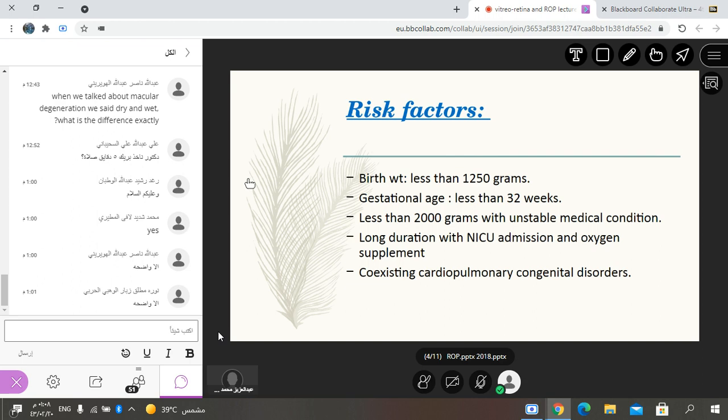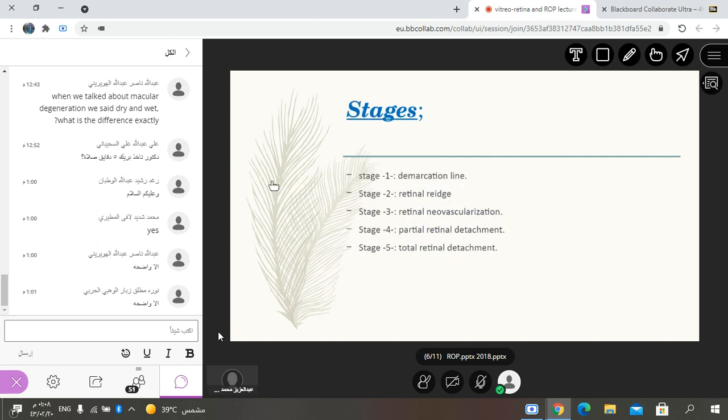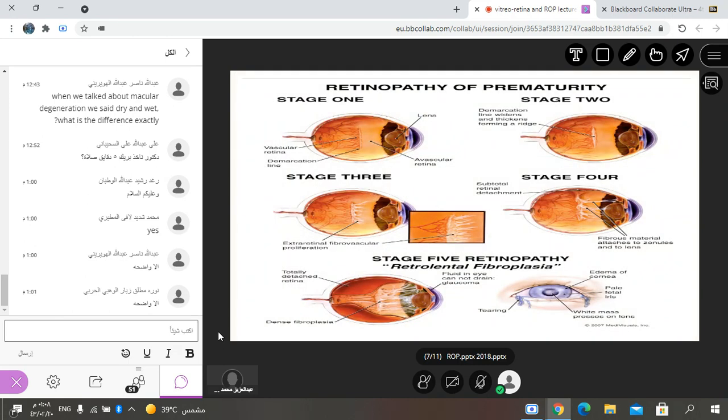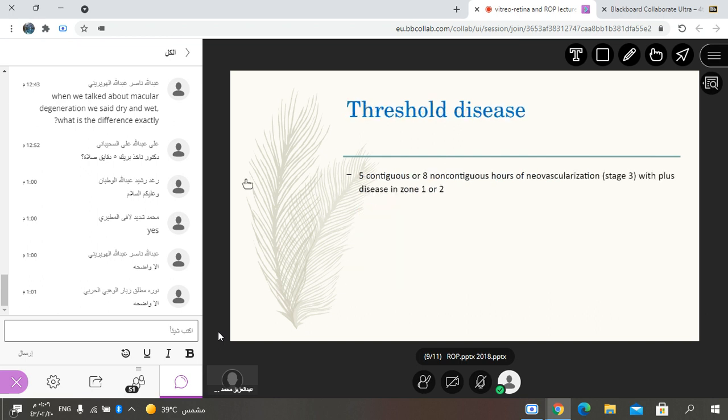This is the anatomy. We'll go back to this one, and we'll go back to this stage, and we will go back to this illustration. We'll go back to what is meant by plus disease after we mention what threshold disease is.